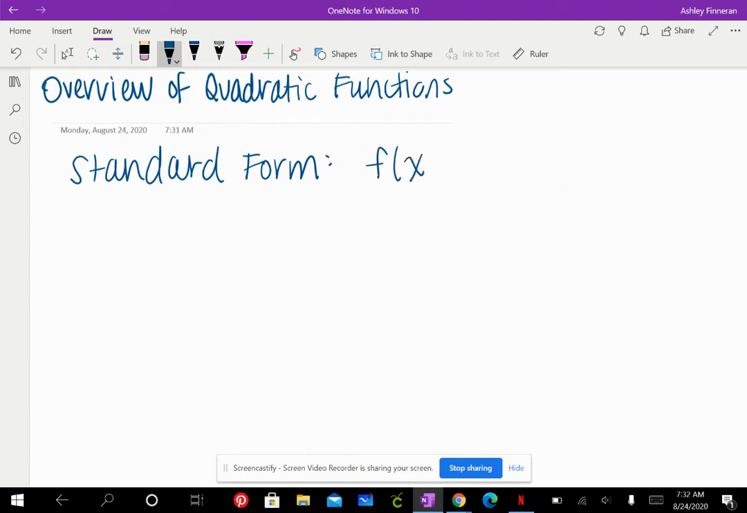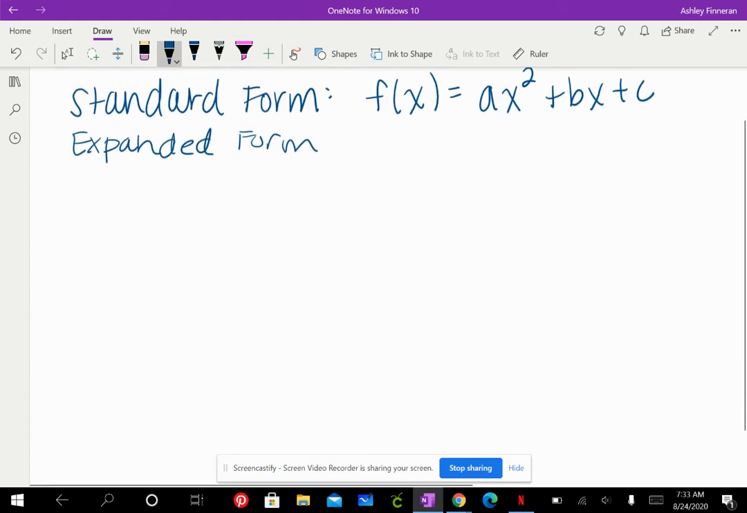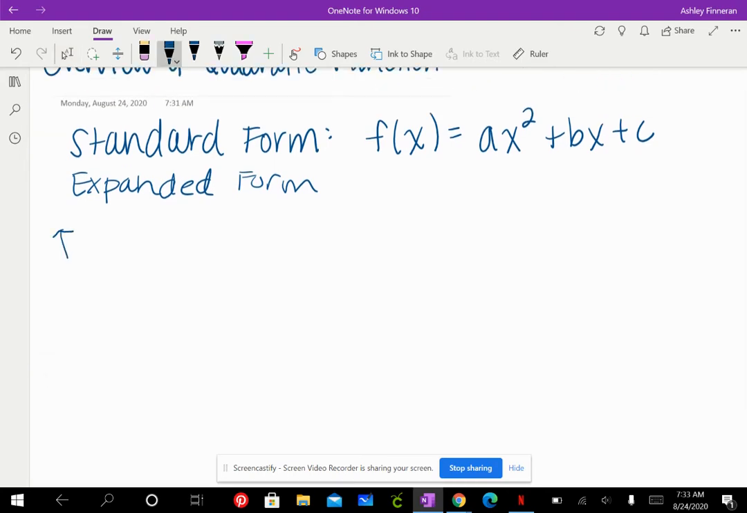So standard form is f of x equals ax squared plus bx plus c. Sometimes this is also called expanded form. You might see it called that as well. In this case, a can't be 0, but b could be 0 or c could be 0. And once b or c becomes 0, the function becomes easier to work with in different situations. And the important things are you need to be able to find different pieces of information. So obviously we are talking about quadratics, so it looks something like this or something like this.